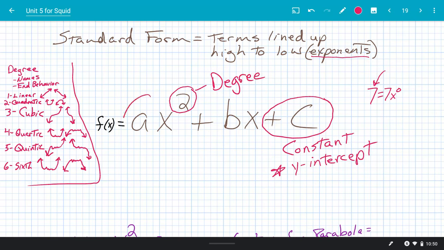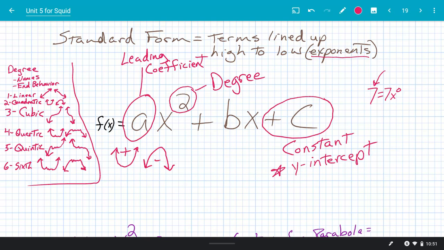Now let's talk about the leading coefficient, because the leading coefficient tells us more about that graph. For example, we are going to only be dealing with quadratics, so that means U-shaped graphs. If my leading coefficient is positive, my parabola is going to open up. If my leading coefficient is negative, what do you think is going to happen to my parabola? It would open down. That's right. So if it opens up, it's positive. If it opens down, it's negative.